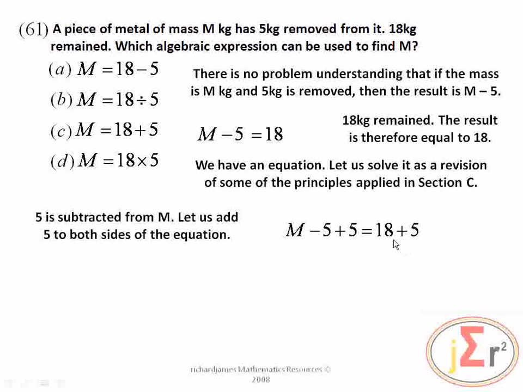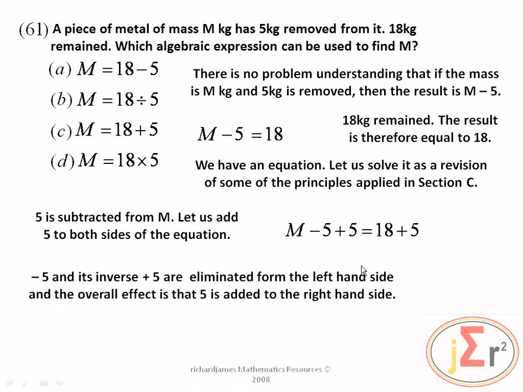On the right-hand side, we have 18 plus 5. So let's see that. Negative 5 and its inverse plus 5 are eliminated from the left-hand side. And the overall effect is that 5 is added to the right-hand side. So m is equal to 18 plus 5. And of course, the solution does not require that we simplify the right-hand side. The answer is therefore option C.